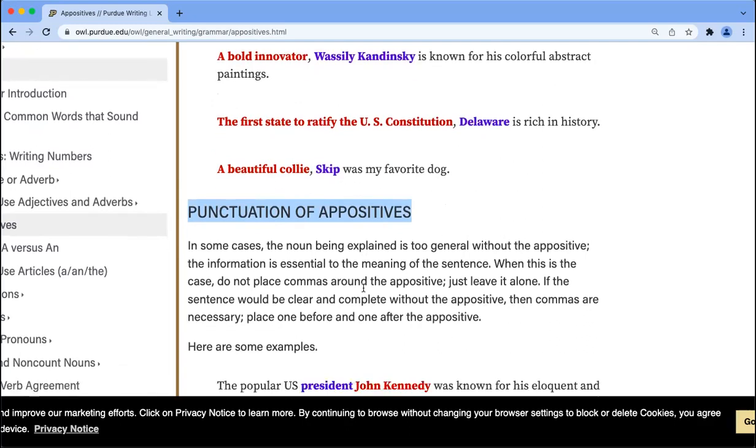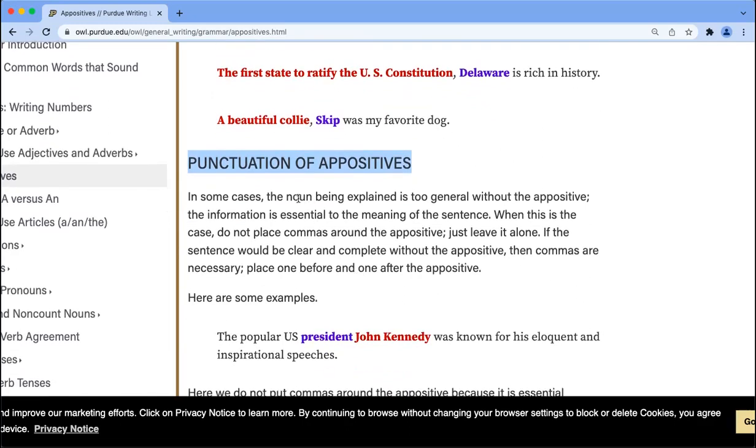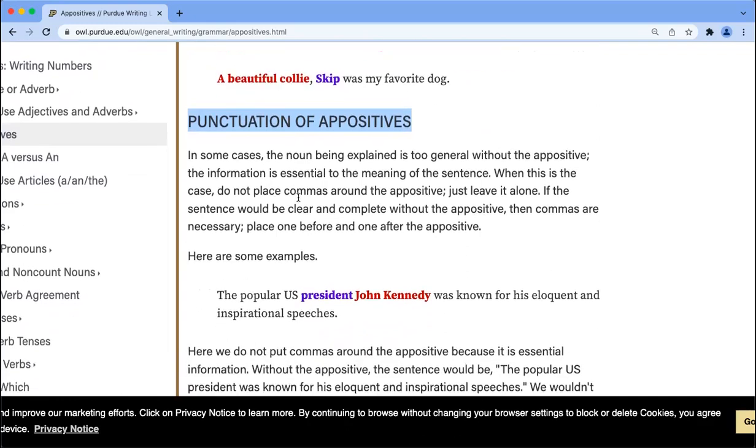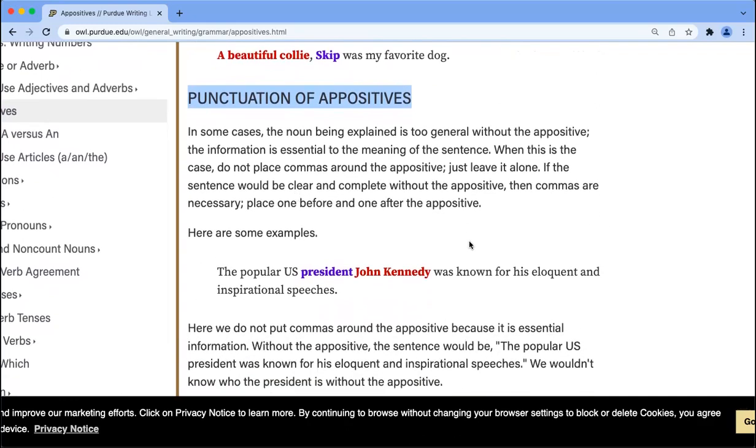In some cases, the nouns that are explained within the appositive, the information is essential in the sentence to be described. However, we don't move the place of commas, we just put the commas around the appositive. If it is at the beginning, we need a comma after. If it is in the middle of a sentence, we put before and after. If it is at the end of a sentence, we need a comma preceding it, or before.